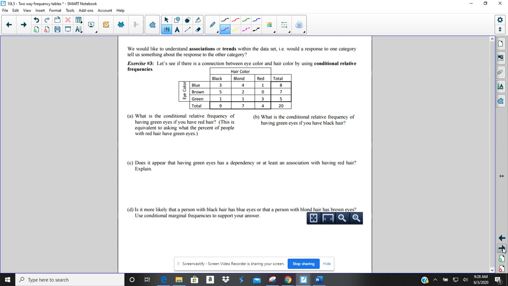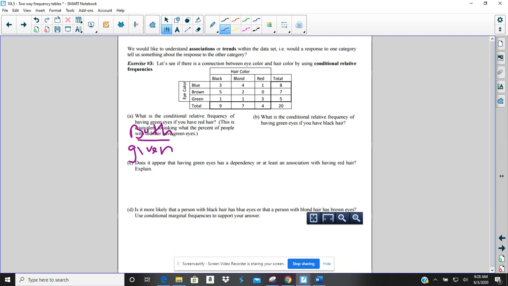What is the conditional relative frequency of having green eyes if you have red hair? This is the equivalent of asking what percentage of people with red hair have green eyes. Okay, so here's the thing. It's saying what's the conditional relative frequency of having green eyes if you have red hair. So the given is having red hair. And I wish you could see me because I'm moving my hands around, pointing out the given. So here's how it works. When we have this given, the given is always going to go in the denominator. Okay, and the both is going to go in the numerator.